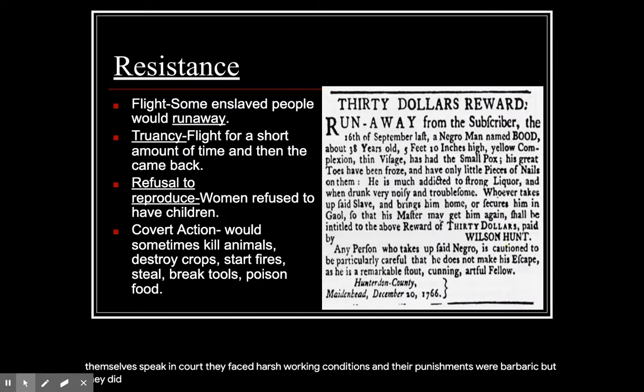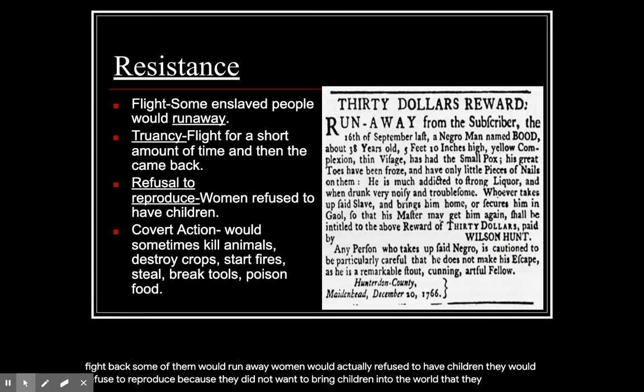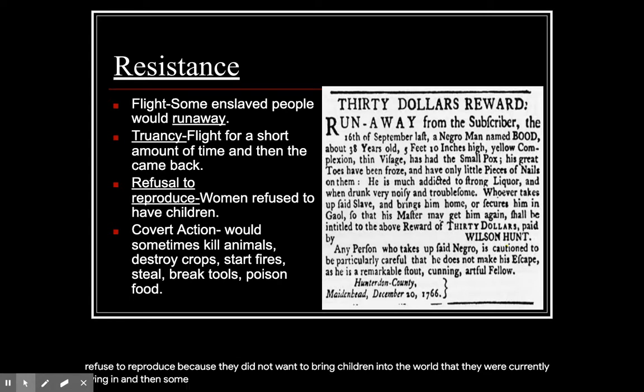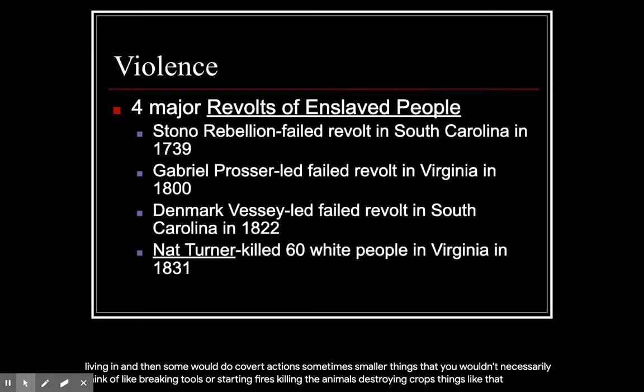But they did fight back. That's one thing that I really need you to know, is that people who were enslaved did fight back. Some of them would run away. Some of them would be truant. Women would actually refuse to have children. They would refuse to reproduce because they did not want to bring children into the world that they were currently living in. And then some would do covert actions, sometimes smaller things that you wouldn't necessarily think of, like breaking tools or starting fires, killing the animals, destroying crops, things like that.